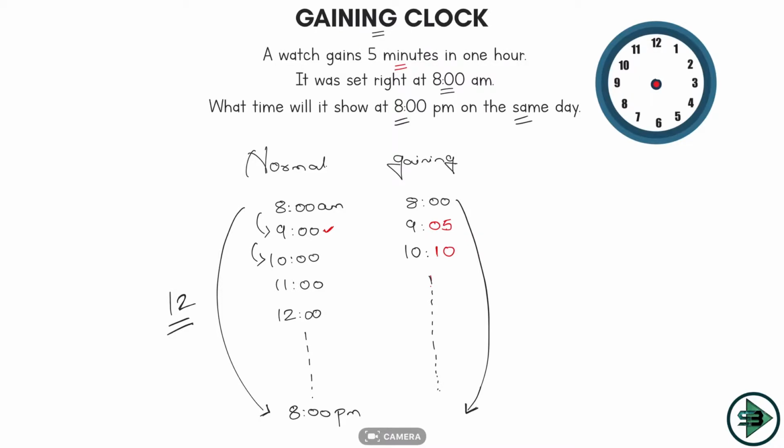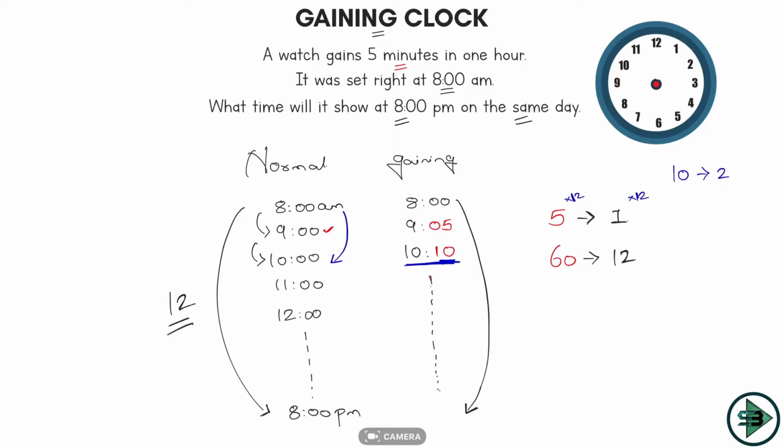So what do we understand from this? It gains 5 minutes in every 1 hour. If you multiply this by 2, it gains 10 minutes in 2 hours. Now multiply this by 12, because I need to see what it will gain in 12 hours. I know it gained 10 minutes in 2 hours, 8 to 10, I can see it visually here. So how much will it gain in 12 hours? 5 into 12 is nothing but 60 minutes.